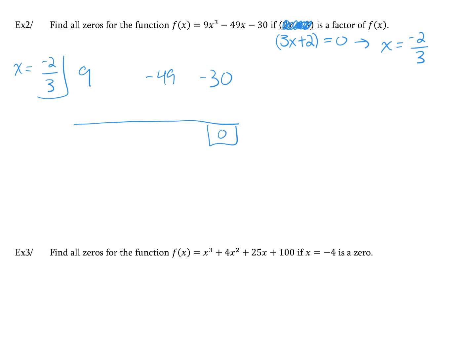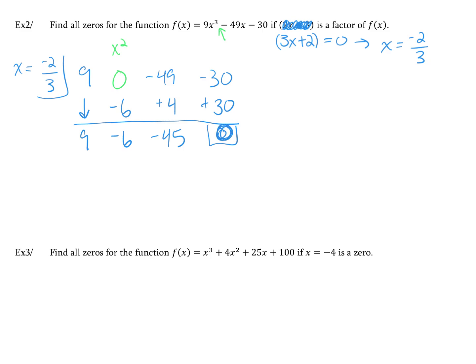So how do we do that? Well, we bring down the 9, and we can take negative 2/3 of 9. Well, 2/3 of 9 is 6. Positive times negative is negative. Don't forget your 0x squareds. As you can see, they are missing in the function. So we can add the 0 and negative 6. Negative 2/3 of negative 6, well, negative times negative is positive. 2/3 of 6 is 4, leaving you with a negative 45. And then lastly, negative 2/3 of negative 45 is a positive 30. And that does guarantee the 0 here.